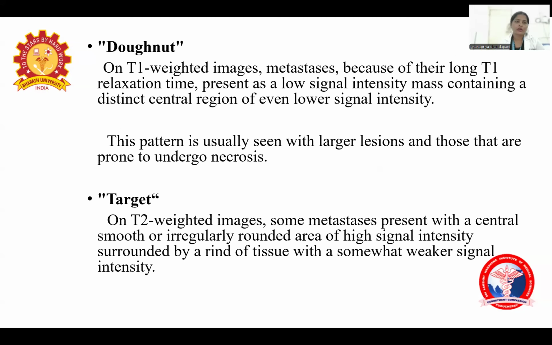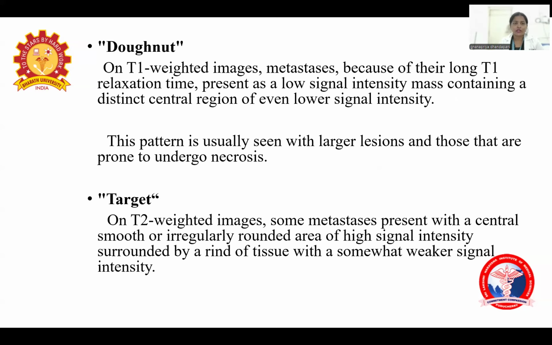The first is the donut sign. The donut sign is seen on T1 weighted images. These metastases, because of their long T1 relaxation time, present as a low signal intensity mass, containing a distinct central region of even lower signal intensity, giving the appearance of a donut sign. This pattern is usually seen with larger lesions and those that are prone to undergo necrosis.